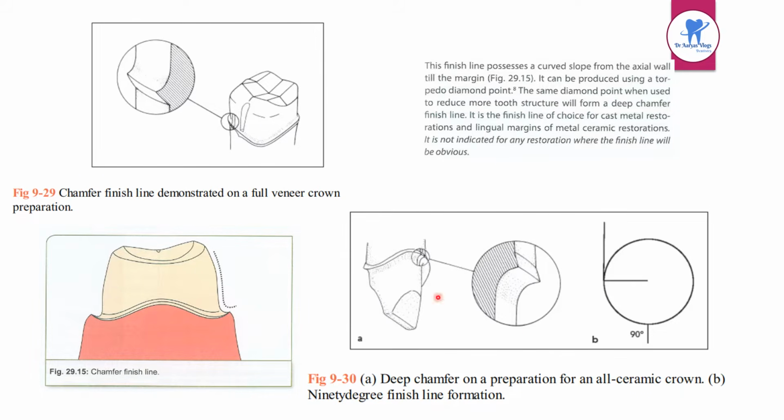This is the deep chamfer on a preparation for an all ceramic crown. Here it is the 90-degree finish line formation. And the deep chamfer provides better support for a ceramic crown than does a conventional chamfer. But it is not as good as a shoulder. A bevel can be added to the deep chamfer for use with the metal restoration.